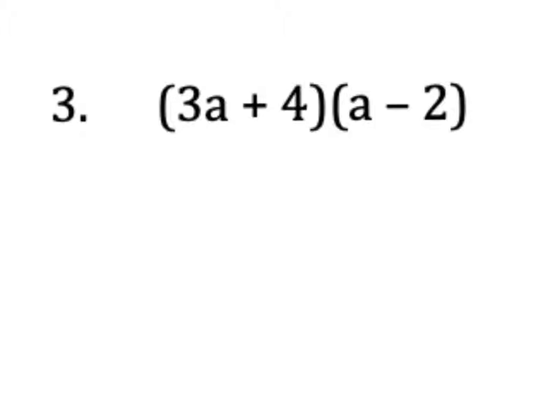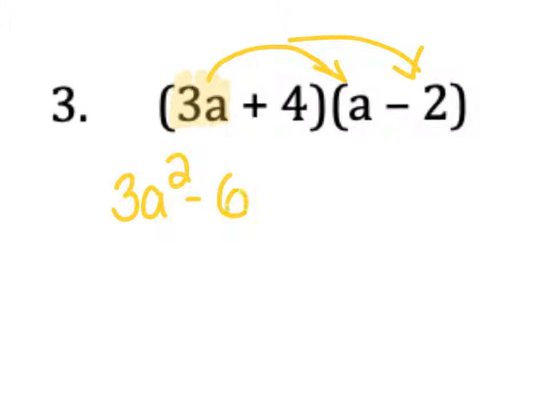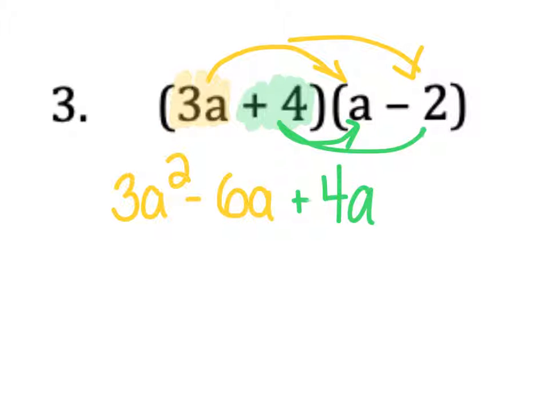So in this third one, choose what you like best. I'm going to do this one just by distributing. So I'm going to take this 3a and pass that out to everything in the second binomial. So 3a times a is 3a to the second power, and 3a times negative 2 is negative 6a. Now I need to take the positive 4, the second term, by everything in the second binomial. So 4 times a is positive 4a, and 4 times negative 2 is negative 8.